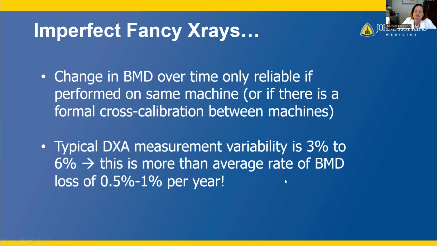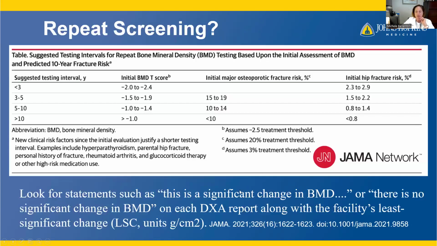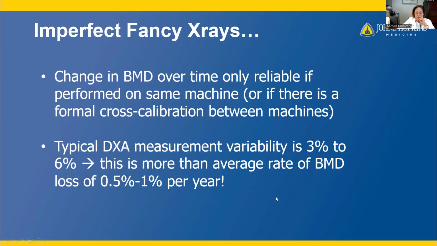There's also significant variability, 3 to 6%. And the average change with aging is 0.5 to 1%. Bottom line is there's no reason to do a bone density more frequently than every 2 years, with very few exceptions. And as a result, insurances only pay every 2 years because that is the medically appropriate time for serial management. Sorry, back here.